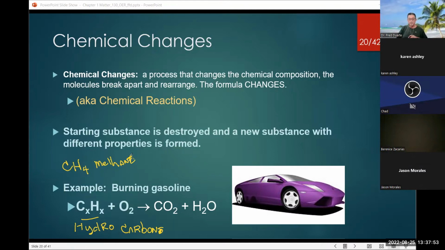But X could be any large number, and so is hydrogen. So when we combust anything, of course, what do we need? We need oxygen, right? So oxygen is always, 100% of the time, a reactant. Now, for Chem 130, the only two products for the combustion of a hydrocarbon, I'm going to repeat that, the only two products are carbon dioxide and water.